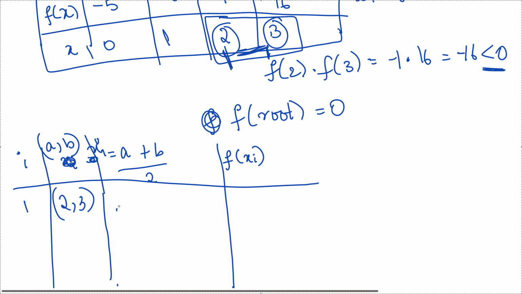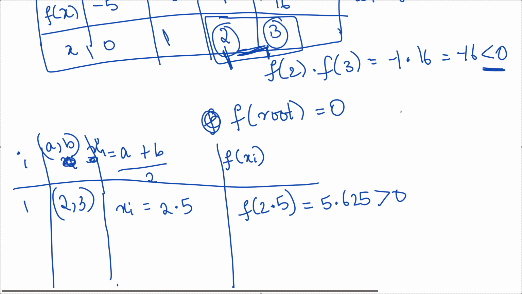Now what is xi? 2 plus 3 by 2, which is 2.5. Okay. So now let's find out what is f of 2.5. If it is giving 0, we know that it is the root. But let's see, what is f of 2.5? It is 5.625. We can use our calculator to calculate. It is 5.625, which is greater than 0. So what is f of 2.5 giving us? It is giving us greater than 0.